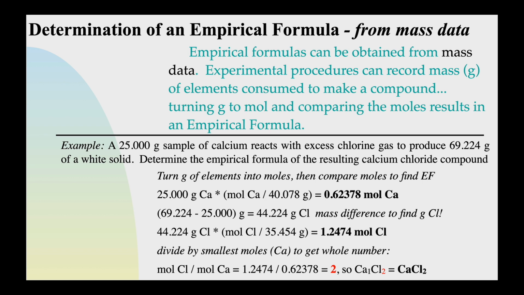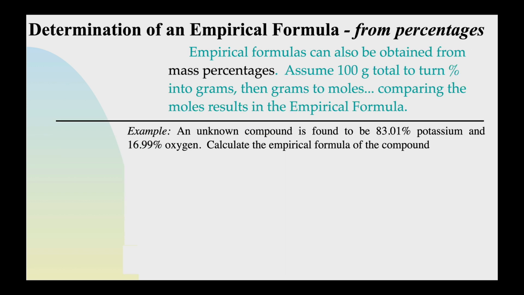So using these mass values, we turned grams into moles. We then compared the moles. You divide by the smaller one because you always want whole numbers. It makes your life easier to get CaCl2. This is an example of how to find an empirical formula from percentages, and it's very common in the chemistry world to send your sample to a type of analysis where the percent by mass version comes out, and that's what we're looking at here.